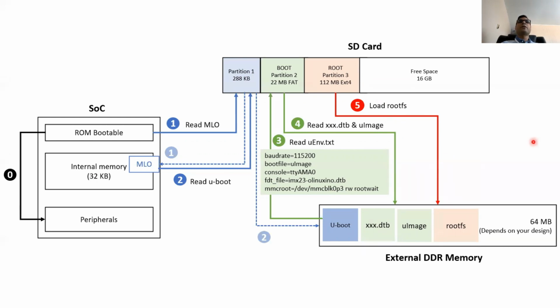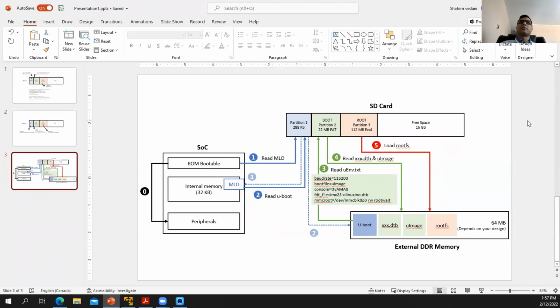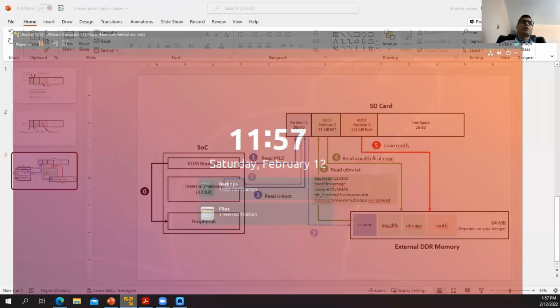So let's see how it looks like on the experiment. At the first step, we just burn the U-boot on partition 1 and the rest would be free. After that, we added the boot partition and see how it looks like. After that, we add the rootfs file to make sure the image is running correctly. So I open up my virtual machine.